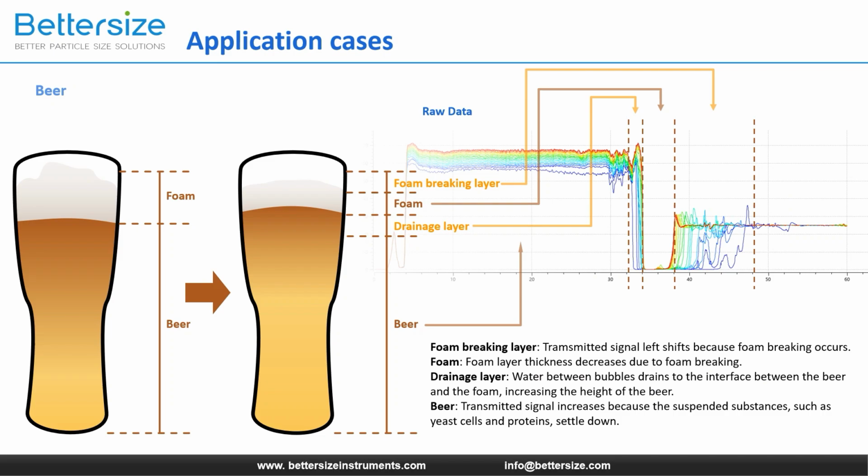As time goes on, the transmit signal shifts to the left on the far right side, allowing more light transmission because the foam breaks. The formation of the drainage layer allows more light transmission as well. We can also notice that the transmit signal of the liquid increases because the suspended substances, such as yeast cells and proteins, settle down.